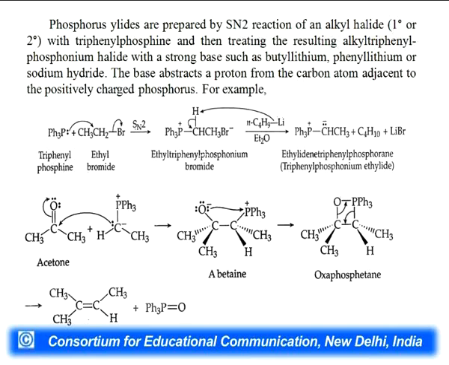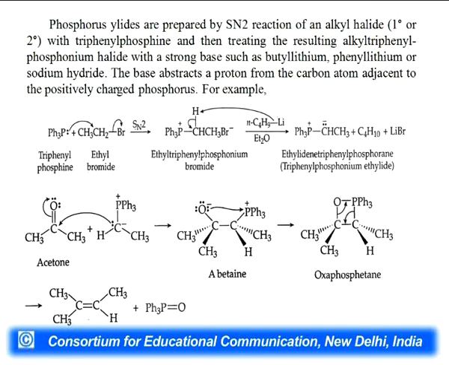In the reaction you can see, first of all, triphenylphosphine reacts with an alkyl halide, that is ethyl bromide, by the SN2 mechanism. What is SN2? Bimolecular substitution nucleophilic, that is, attacking and removal will take place simultaneously. You will get the product ethyltriphenylphosphonium bromide, and then a strong base. Here we are taking butyllithium. The product will be the ethylidenetriphenylphosphorane, or we can say triphenylphosphonium ethylide.